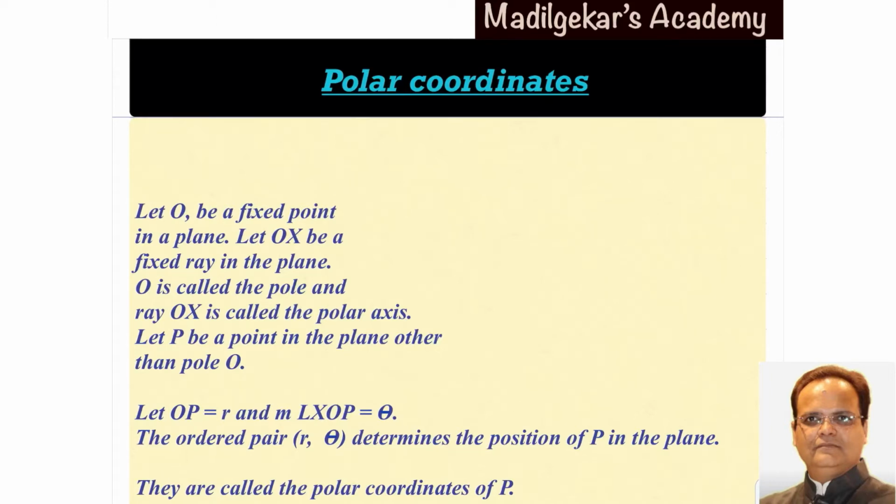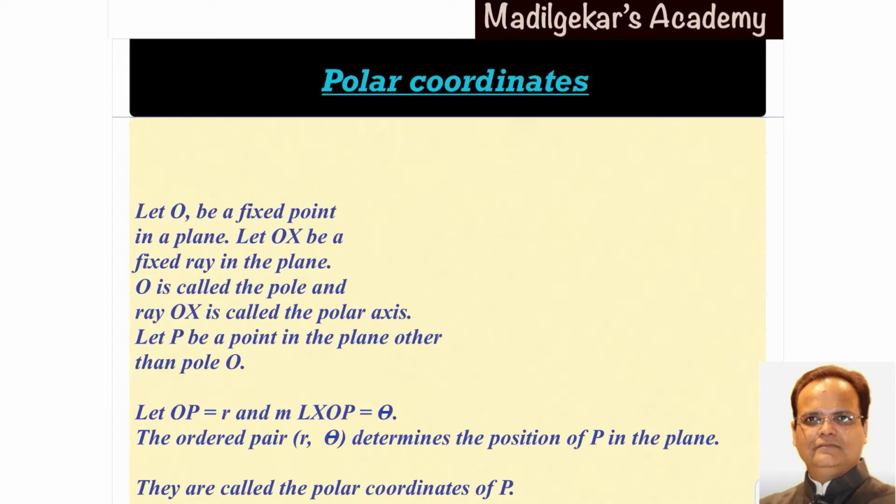Today we are studying the polar coordinate system. We know the Cartesian coordinate system. In the Cartesian coordinate system, whenever we plot a point in the xy plane, we used to measure distances. To plot a point, we measure the distance of that point from the x-axis as well as from the y-axis.